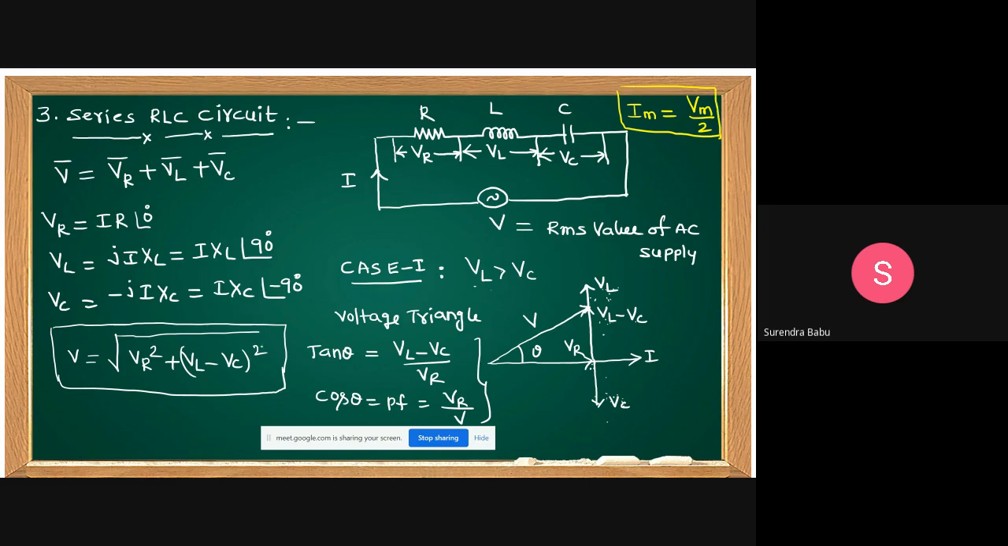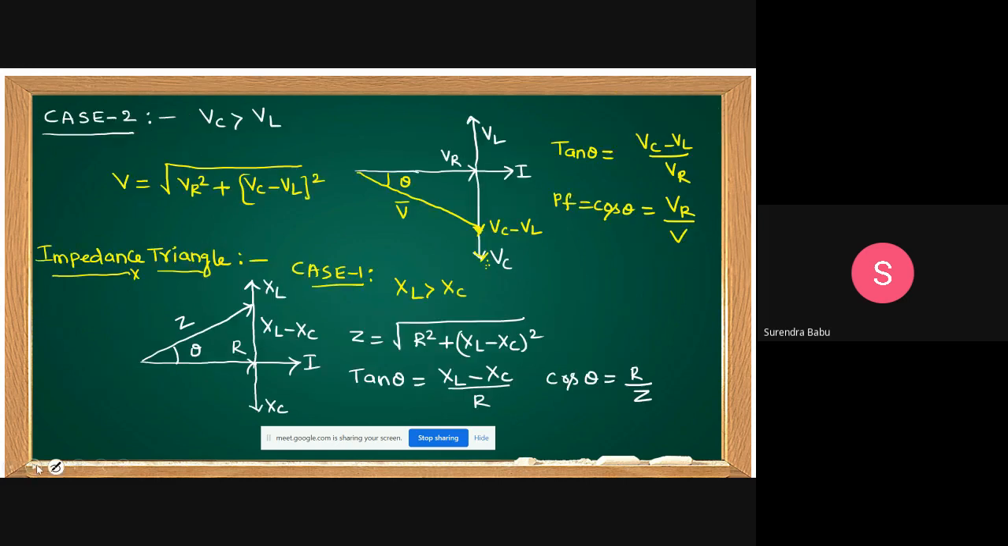Actually, this Z is taken as the impedance. What is the theta here? Theta is the power factor angle or impedance angle. Okay, this I have written as the impedance triangle for case 1. You can write Z equal to modulus of Z at angle theta. This gives the impedance angle theta.